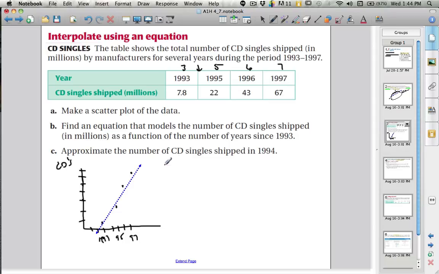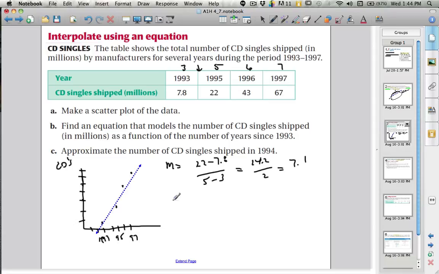So I'm going to calculate the slope, working between 93 and 95. My y values are going to be 22 minus 7.8 over 5 minus 3. And what I'm doing is using years since 1990. It makes the numbers a lot easier to work with. So 22 minus 7.8 is 14.2, and this is 2, so that's 7.1.